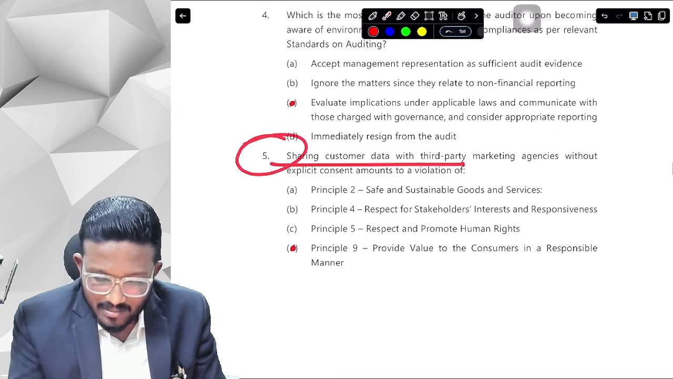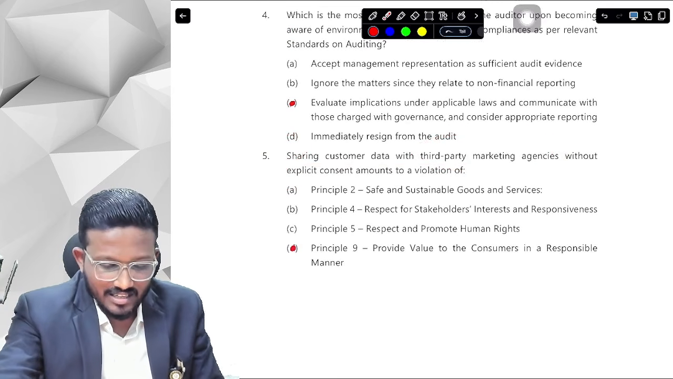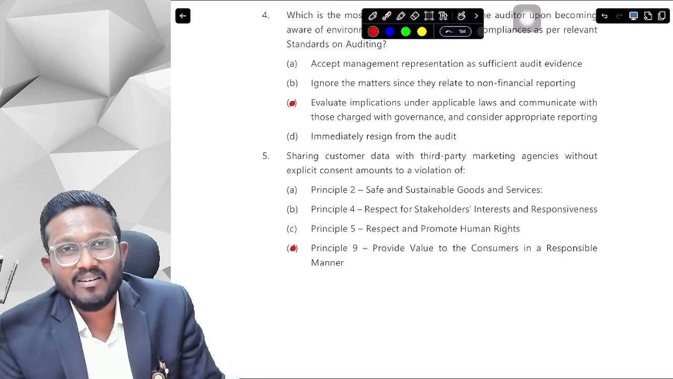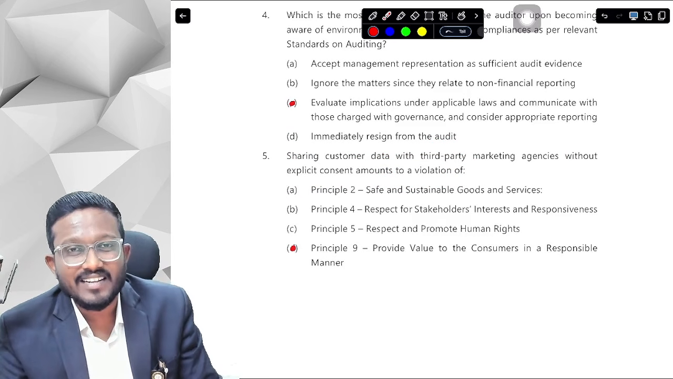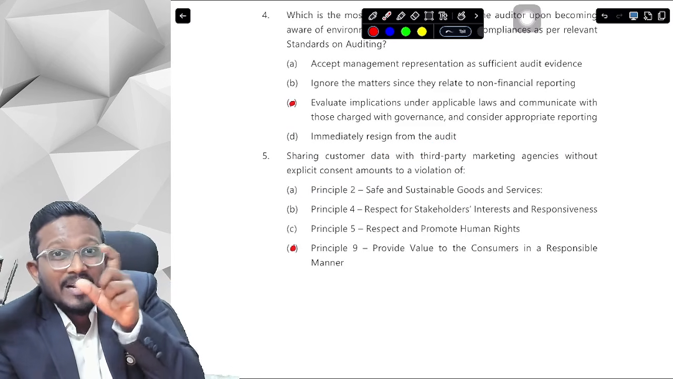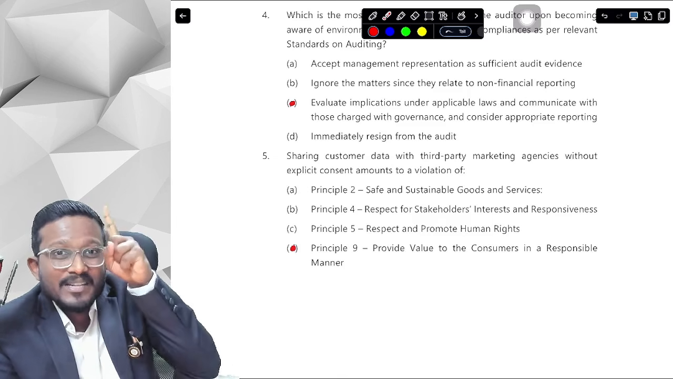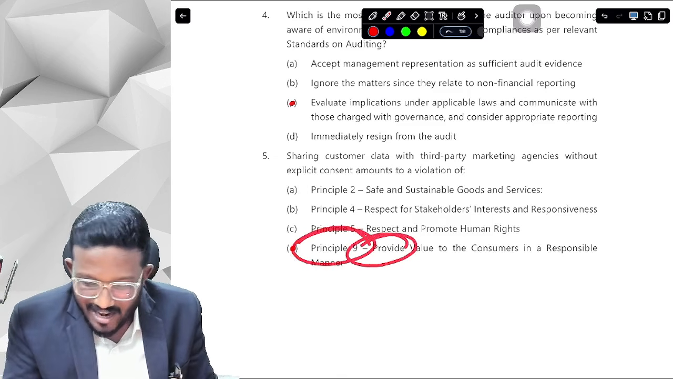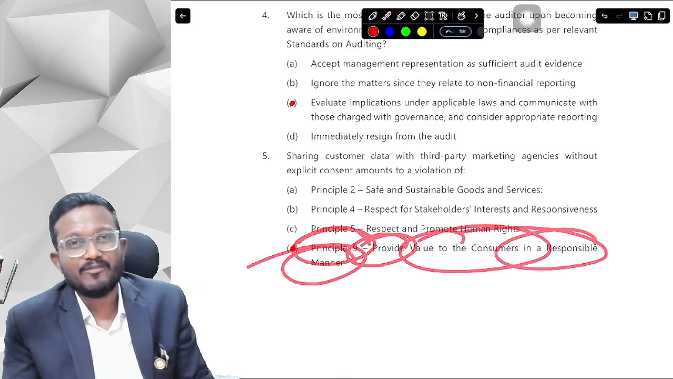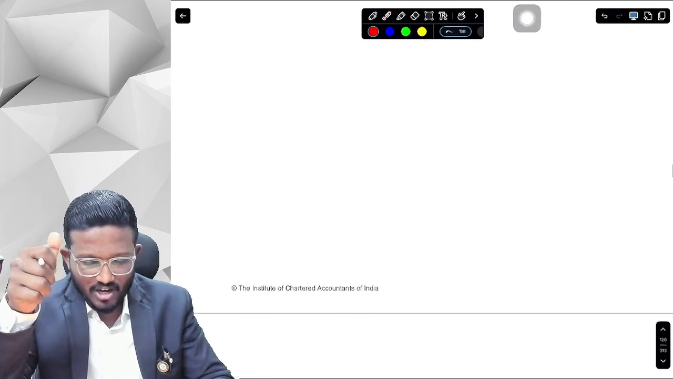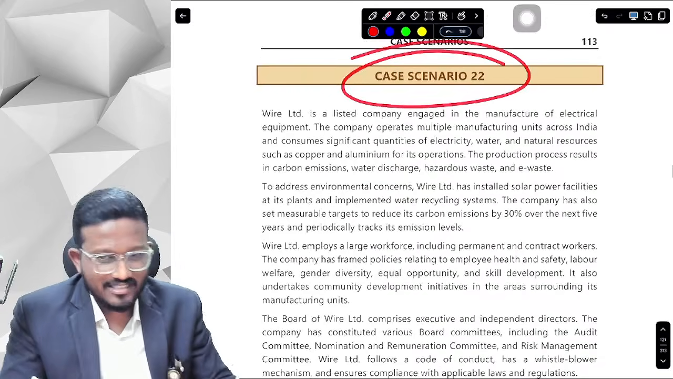Next is question number 5. We are sharing the customer data with the third-party marketing agencies without explicit consent. Now, which particular principle is it violating, sir? Data privacy. We need to maintain data privacy of the consumer. In which principle we have studied this? In principle number 9. So here, provide value to the consumers in a responsible manner is what we are violating by sharing the data. Okay, yes sir. This was your case scenario number 21. Let's do case scenario number 22.